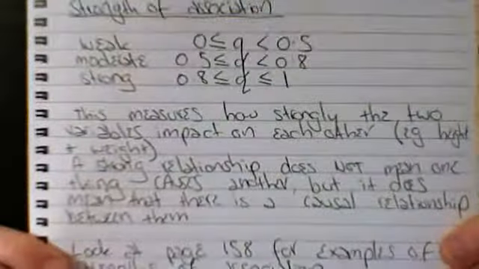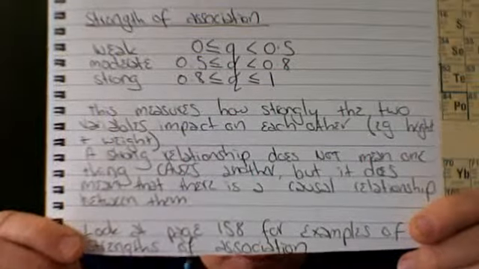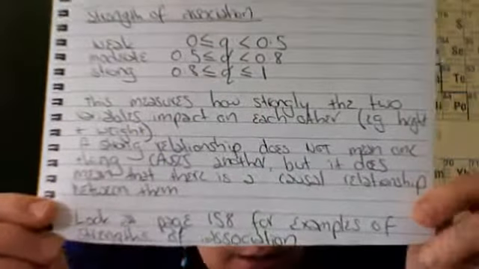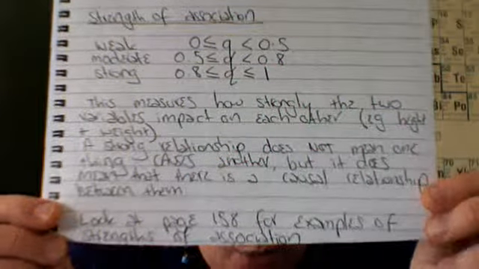Next one. Well, it's the same thing, but okay. The strength of association. Sometimes you're going to need to find the strength of association. What you need to do is figure out your Q value, which you've already done. Then you're going to say if it's between 0 and 0.5, it's weak.